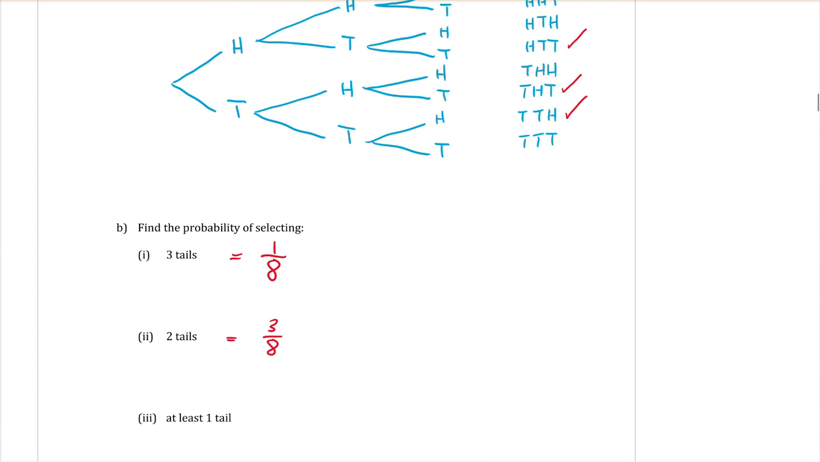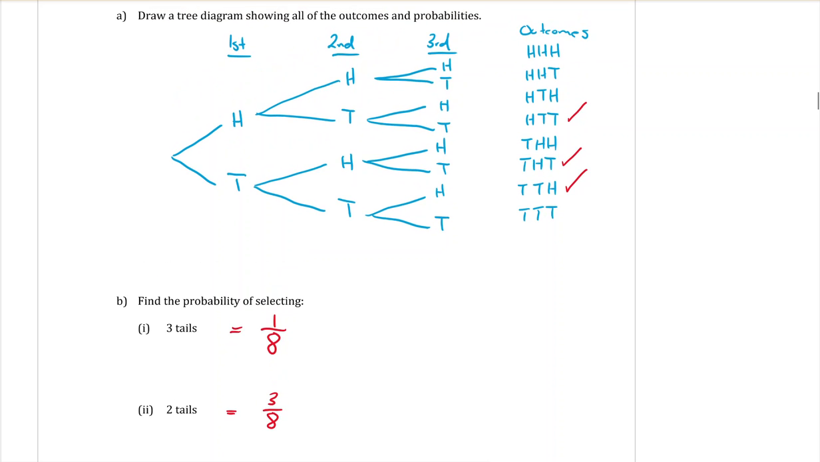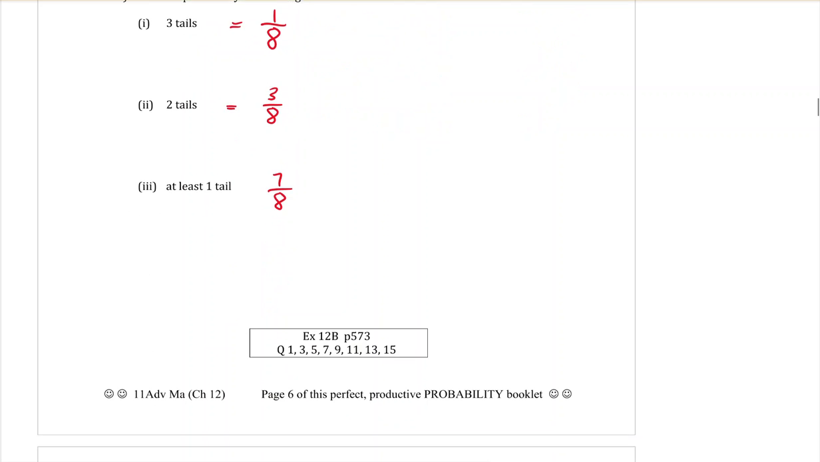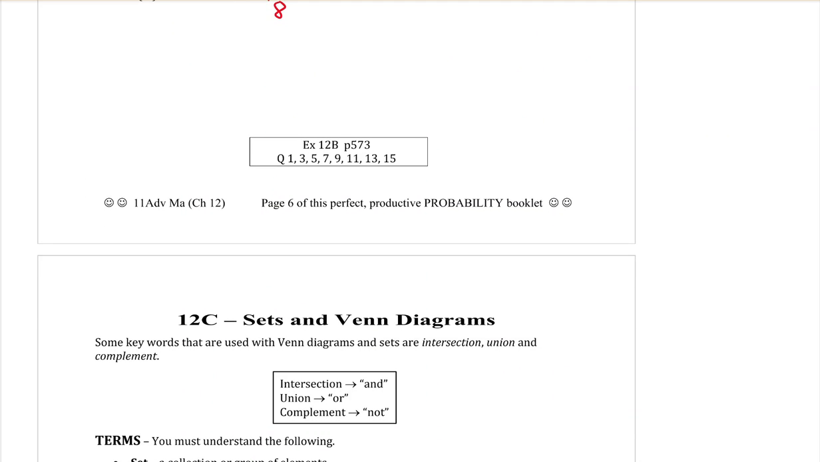And the last one says at least 1 tail. That means it could have 1, 2, or 3 tails in it. The only branch that we don't want is the one that is head, head, head. Okay, because that's the only one that doesn't have at least 1 tail in it. So that means it's going to be 7 out of the 8 that have at least 1 tail. That's it. We will do the harder type of tree diagram in a couple of exercises' time.